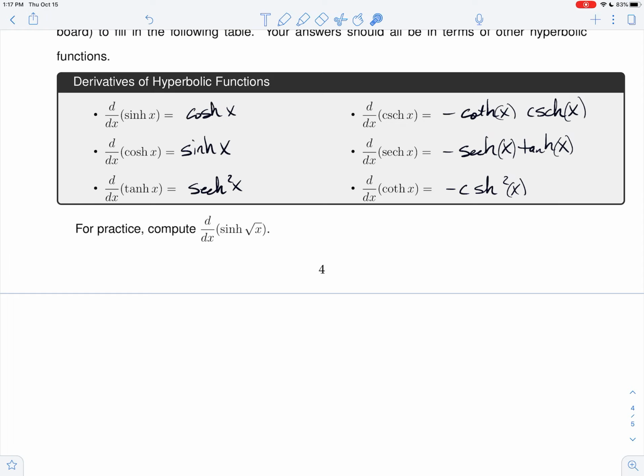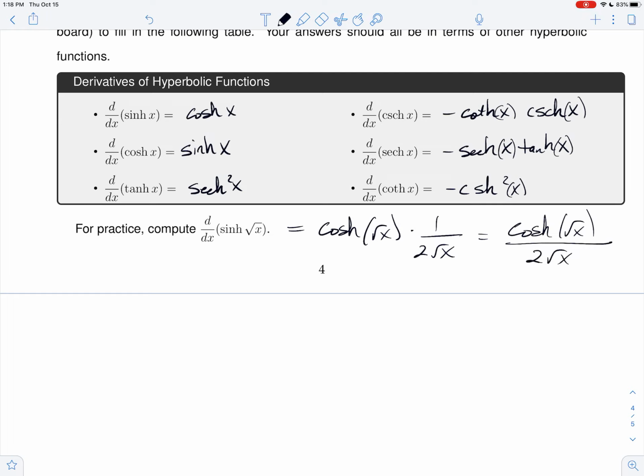So it says for practice, let's compute the derivative of this function. So we're just going to do the chain rule. The derivative of sinh we know is cosh, plug in the inside, times the derivative of the inside is 1 over 2 root x. And so this is just cosh of root x over 2 root x.